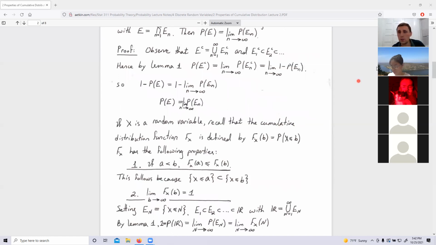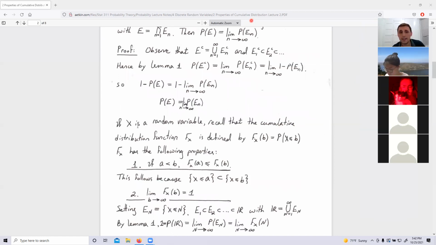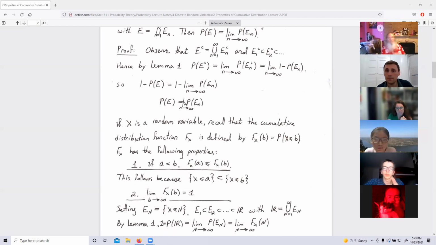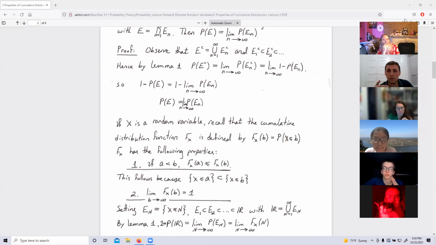So then recall what a cumulative distribution is. If X is a random variable, then we have this function capital F of x, and its meaning is that when I place a number B in it, I'm calculating the probability that X is smaller than or equal to B. Good? So it's how likely X is to produce a value at B or below B.